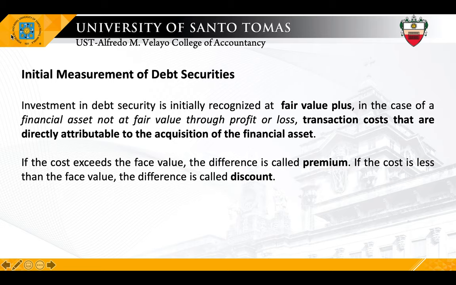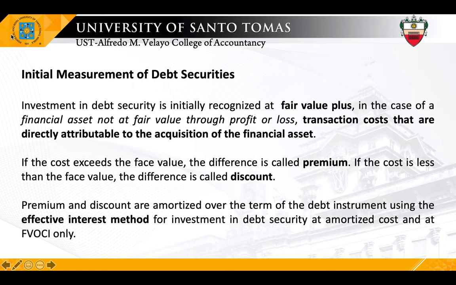If the cost exceeds the face value, the difference is called premium. If the cost is less than the face value, the difference is called discount. So an investment in debt securities may be acquired higher or lower than the face value. And if the acquisition cost is different from the fair value, then there is premium or discount. Actually, this is affected by the interest rates. Later, we will discuss how interest rates affect the initial measurement of investment in the securities. Premium and discount are amortized over the term of the debt instrument using the effective interest method for investment in the security at amortized cost and at fair value through OCI only.